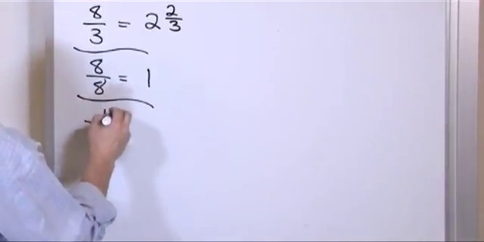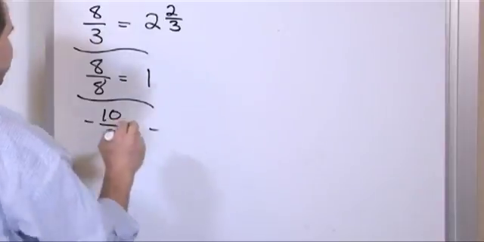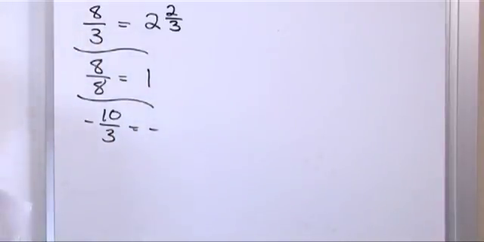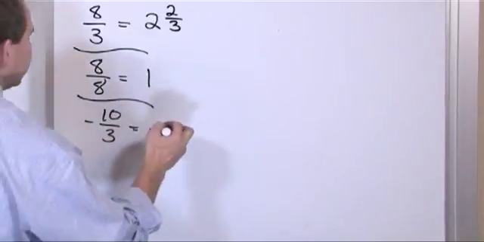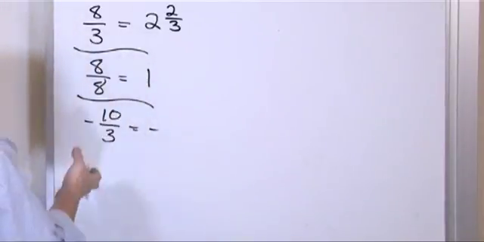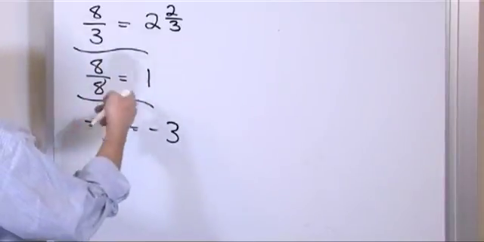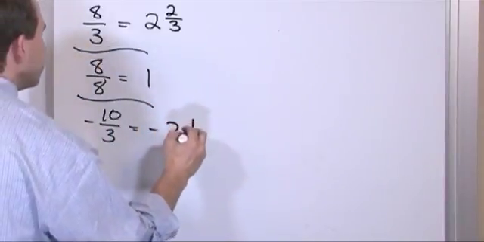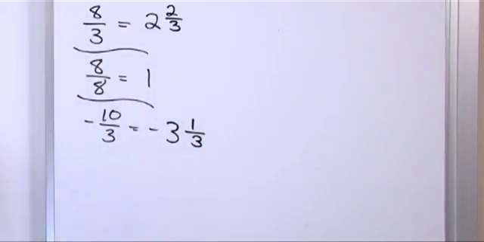What if I have negative 10 divided by 3? Well, don't worry about the negative sign. Just put the negative sign out in front. How many times can 3 go into 10? Well, 3 times 3 is 9. 3 times 4 is 12. That's too many, so it can only go 3 whole times. 3 times 3 is 9. 10 minus 9 gives me a remainder of 1 out of the 3. I have to always write it out of the 3, so negative 3 1/3.